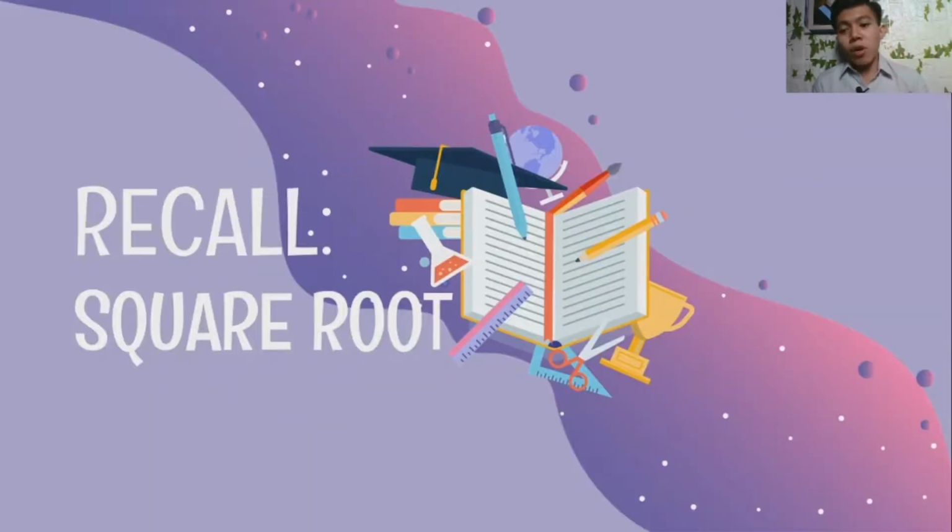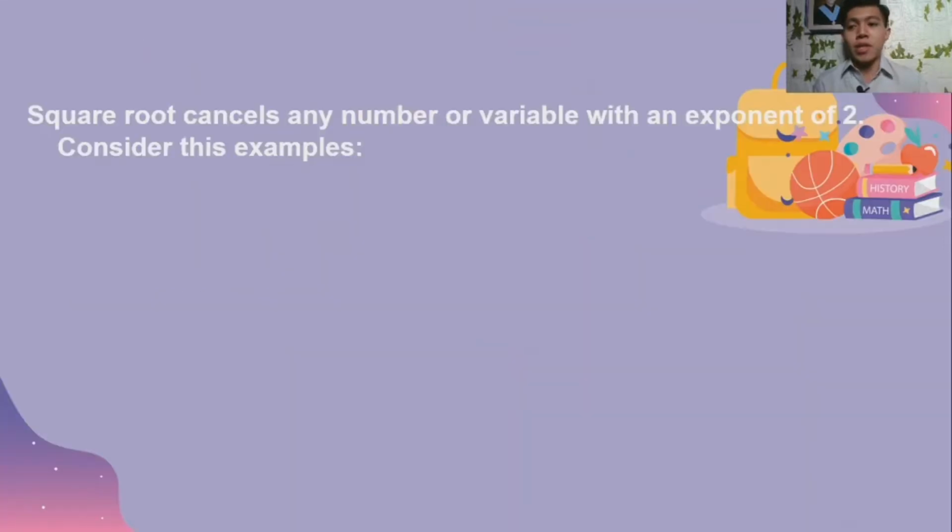So let us recall square root. What do you mean by square root? What is the function of a square root? Square root cancels any number or variable with an exponent of 2. It is that simple. It cancels the exponent of 2 of any number or any variable.